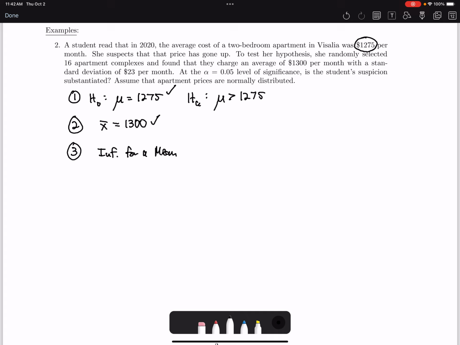When we do that, we have to enter something for the sample mean, which we said earlier was 1,300. We also have to enter the sample standard deviation, which it says was $23 per month, so 23 there. And then we also have to enter a sample size. I think her sample size was 16 apartment complexes, so n equals 16. We'll punch all of that into Art of Stat and see what we get for our p-value. So let's head over to Art of Stat and punch those things in.